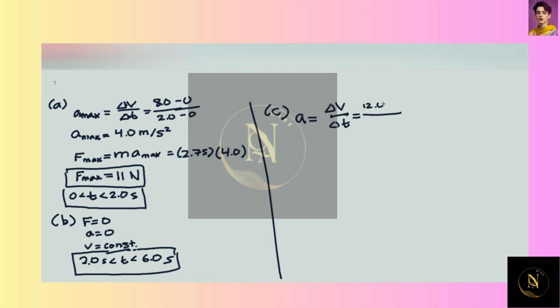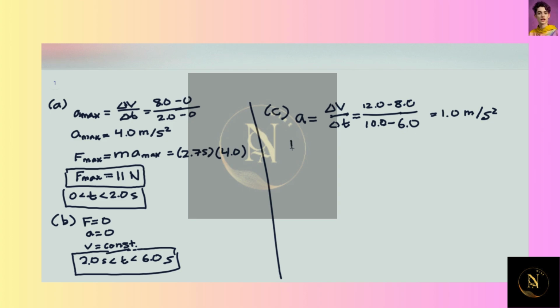The velocities at the endpoints are 12 and 8, and the time interval is from 6 to 10, but we subtract it off the other way. So this acceleration comes out to be 1.0 meter per second squared to two significant figures.